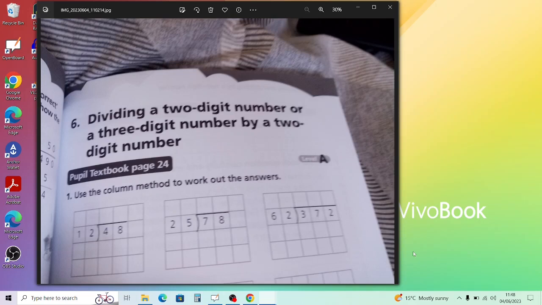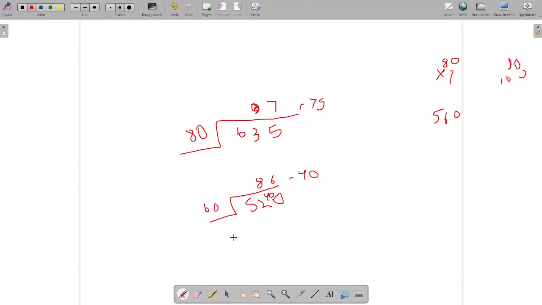slightly different because the before ones were multiples of 10. So this time round let's just do a bigger one. 65, 538 again. So this could be a bit trickier. So 535 divided by 65. How many 65s go into 53? They don't, so we're going to have to do 535 completely. So 65 times what number gives you 535?